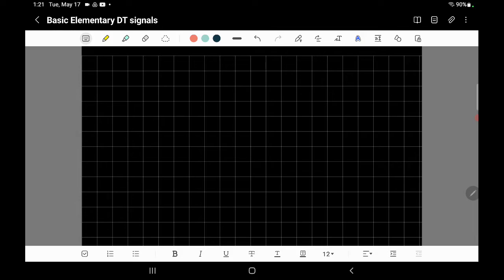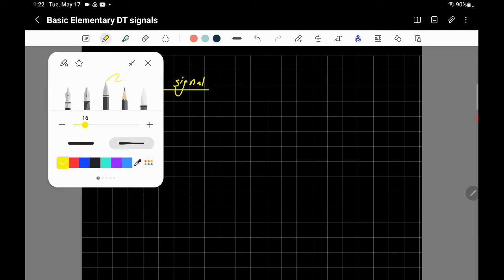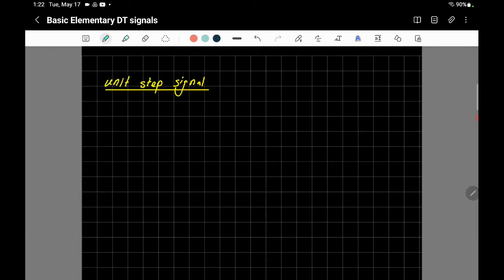Well, let's just start with the first one, how we express the unit step signal. I'm talking now about the discrete version. Let's have the x-axis and y-axis. That's the x-axis and that's the y-axis.